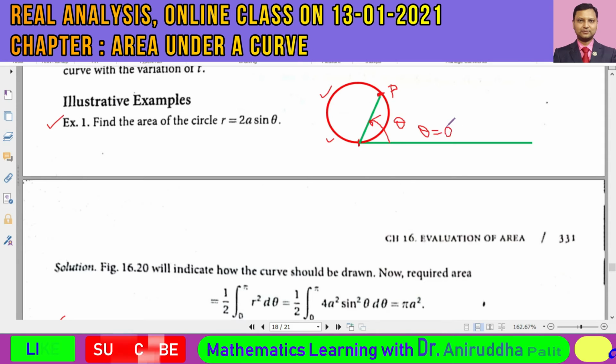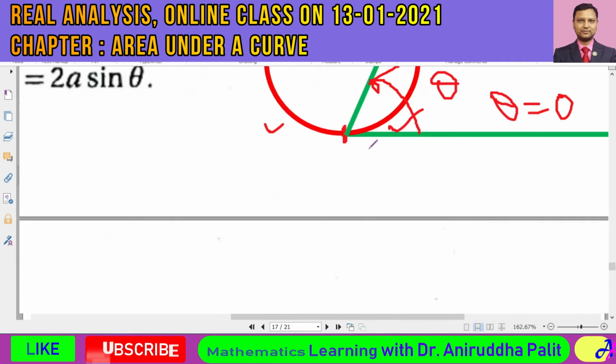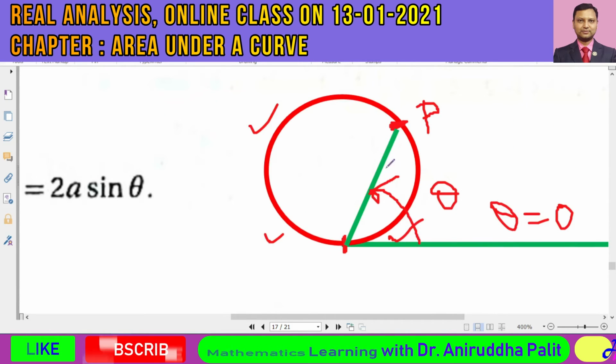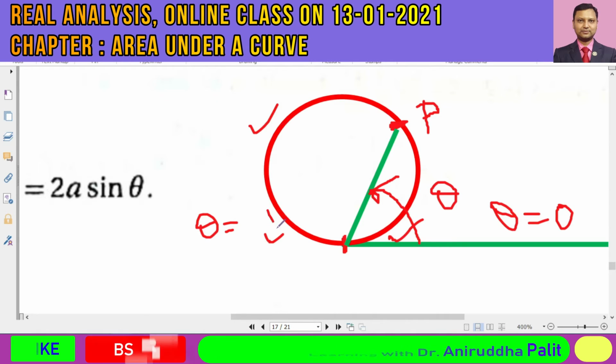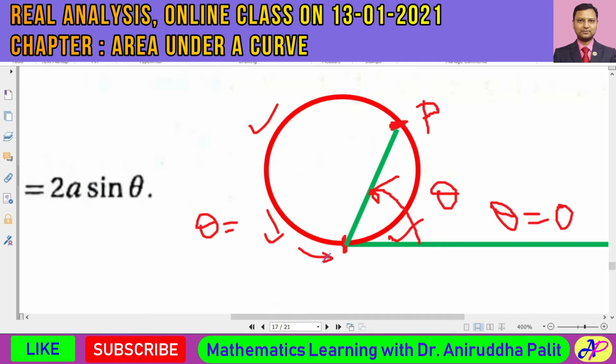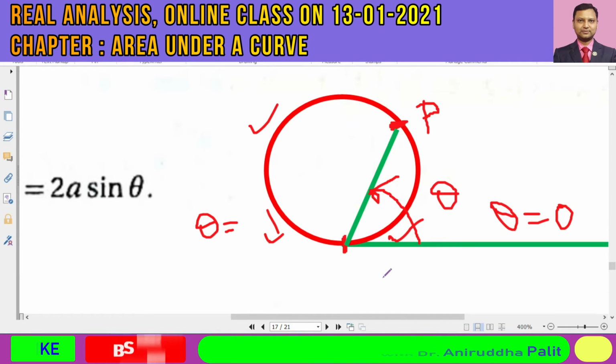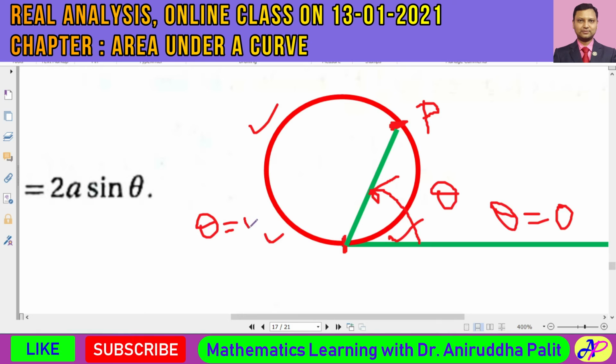In the starting point, that means in this region, this is a very teeny region. Let me magnify this picture a bit. In this region, theta is equal to 0, and over here, theta would be equal to this kind of region. Whenever the point P would again come back and complete the circle over here in this zone, in that case, theta would be equal to pi.